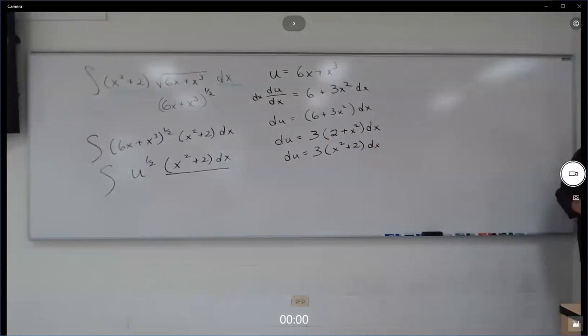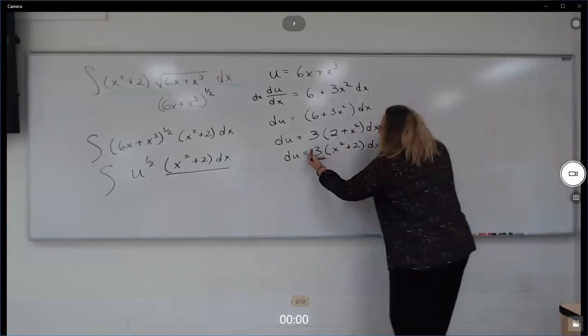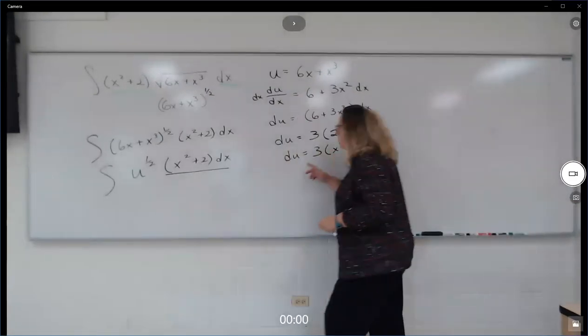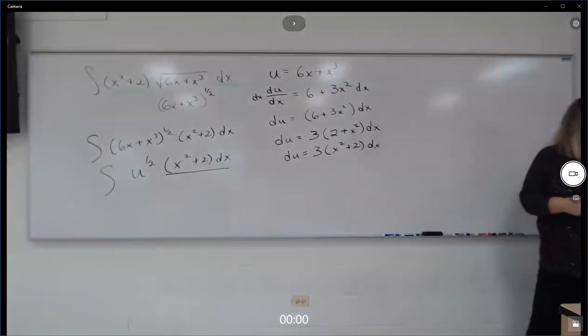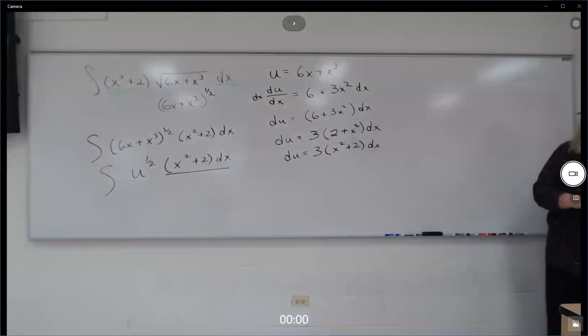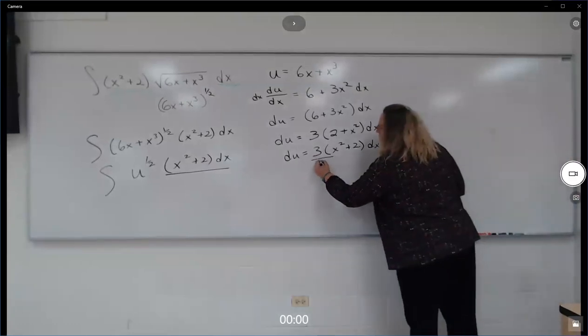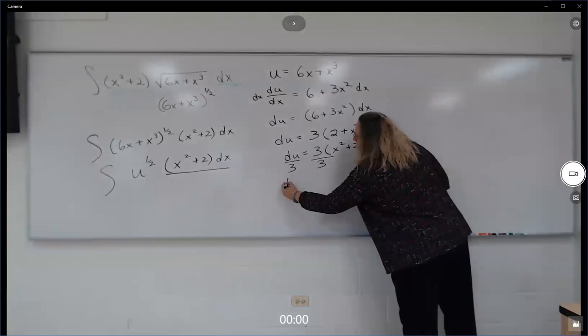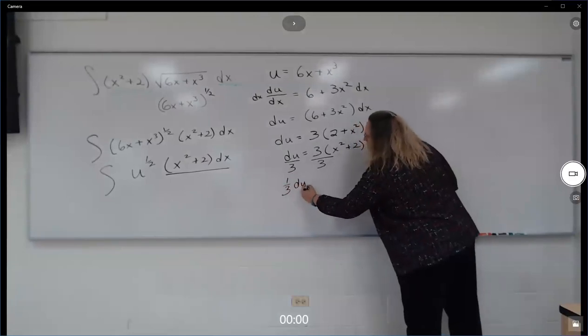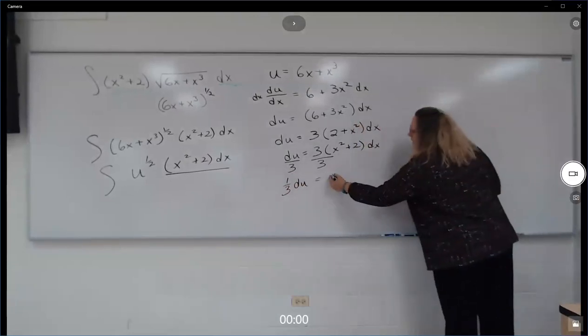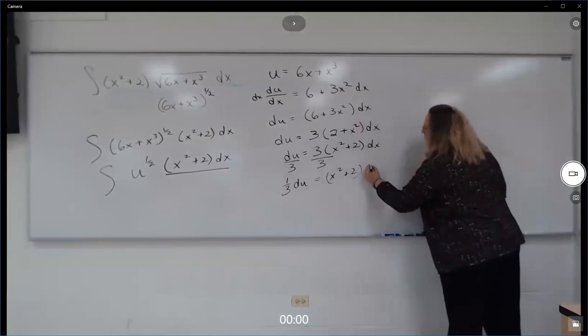That was kind of tricky. So you can't completely get rid of the 3. You do have to factor it out. And now we need this side to match this perfectly. So what am I going to do over here? Divide by 3. Divide by 3. And now I have 1/3 du, but it equals x squared plus 2 dx.